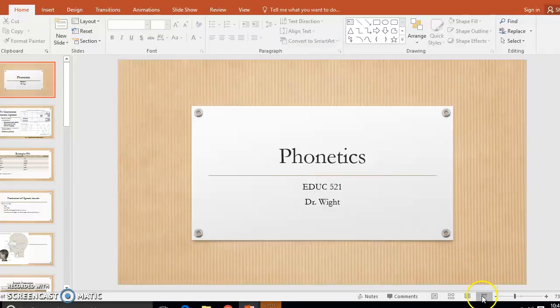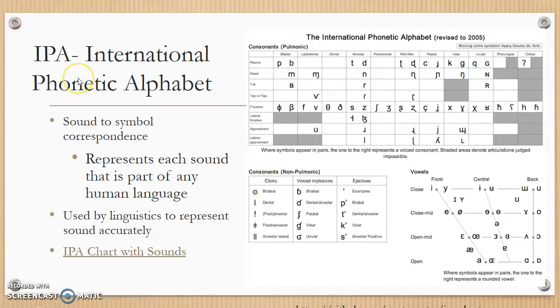So let's talk a bit about phonetics. The International Phonetic Alphabet is a sound-to-symbol correspondence. So when we have different written languages throughout the world, we can represent different sounds differently. One symbol in one language might represent a sound, and then another symbol in that same language could represent the same sound. If you think of C and K in English, they both make the K sound at times. In the International Phonetic Alphabet, this is much more detailed. So the K sound is always going to be represented by the voiceless velar plosive.